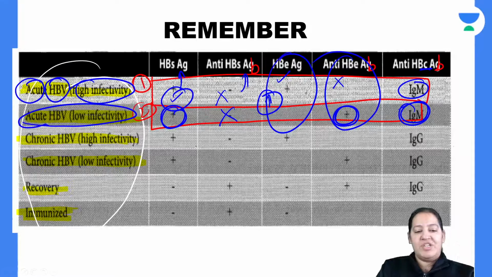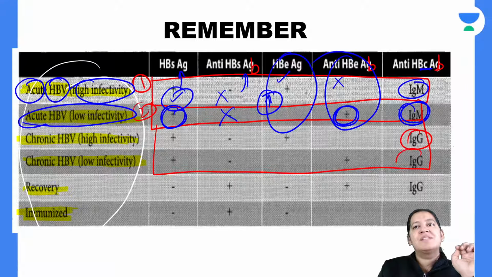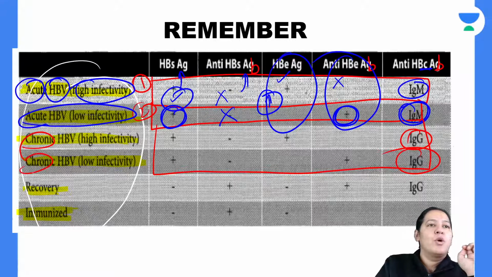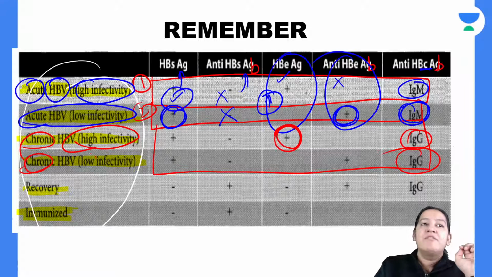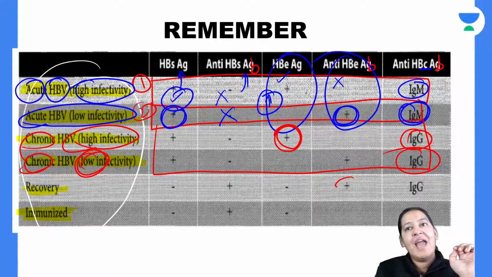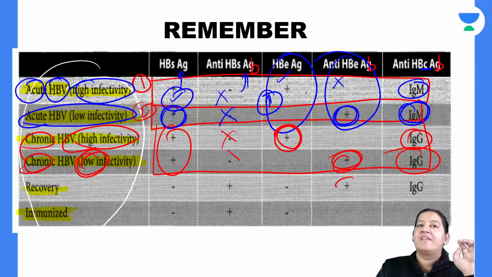See the next 2 patients, patient number 3 and patient number 4. In both of them, instead of IgM, there is IgG. So both of them are chronic. One is high infectivity because E antigen is present. One is of low infectivity because E antibody is present. Have you got it? And in both of them, infection is there, no recovery is there.